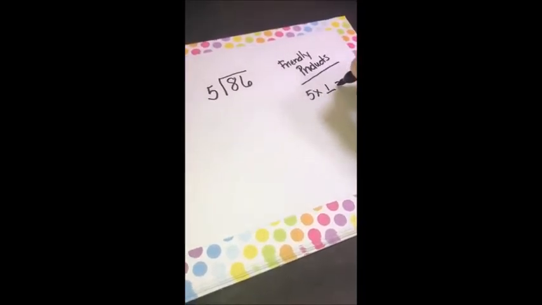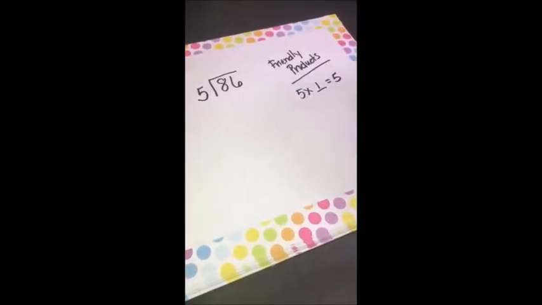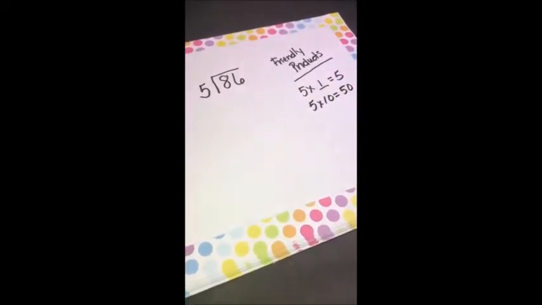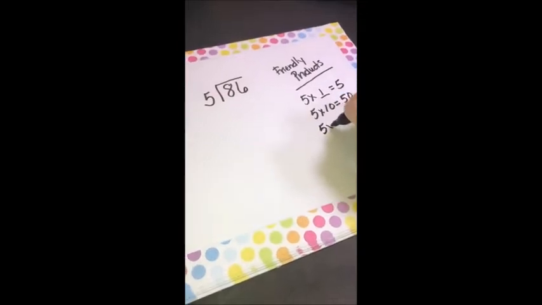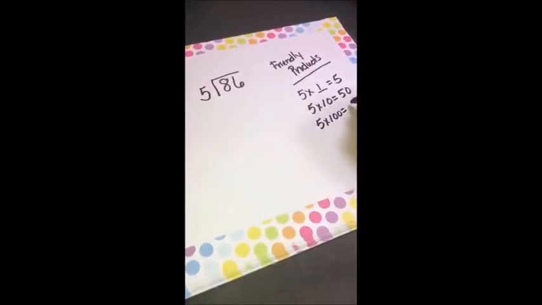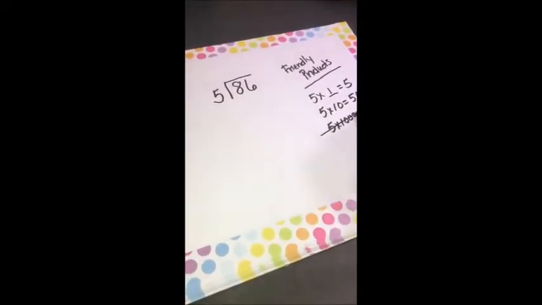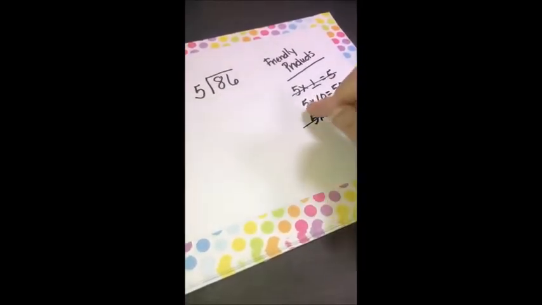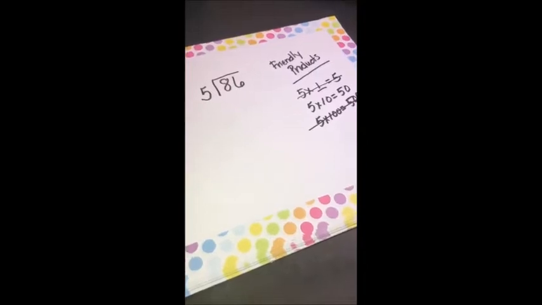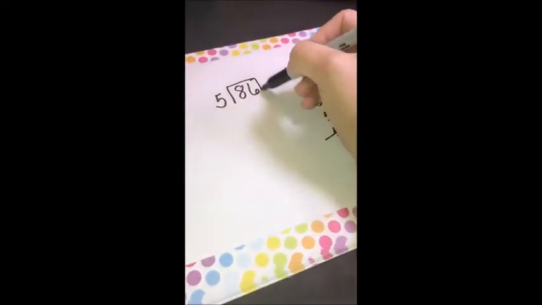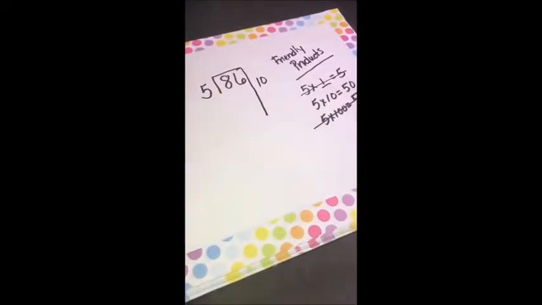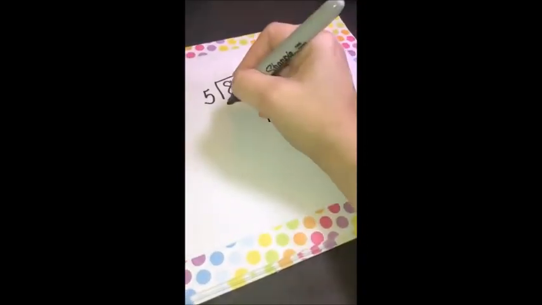I know that 5 times 1 is 5. That's not nearly enough. 5 times 10 is 50. I'm getting closer. If I go 5 times 100, that's 500. That's way too much. So let's just go with this. 5 times 10. So let's do that hangman sign. And I can do 10 groups of 5. So let's just do 10. 10 times 5 is 50.